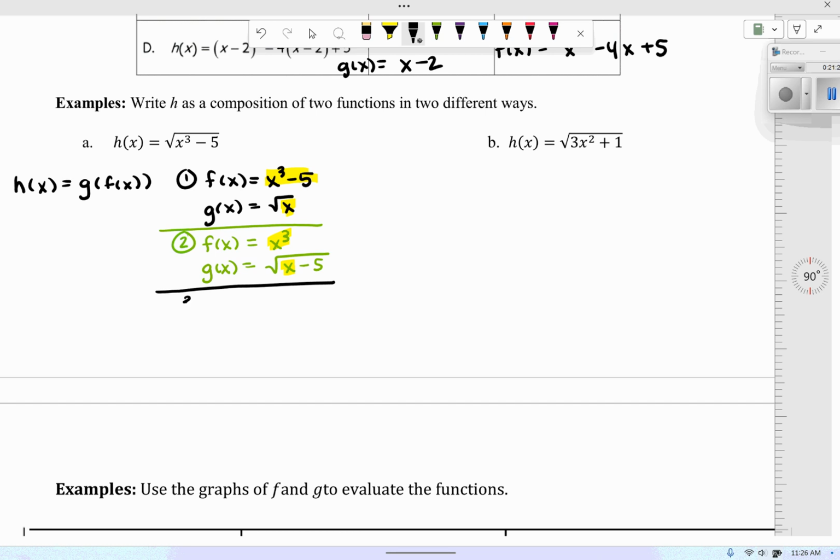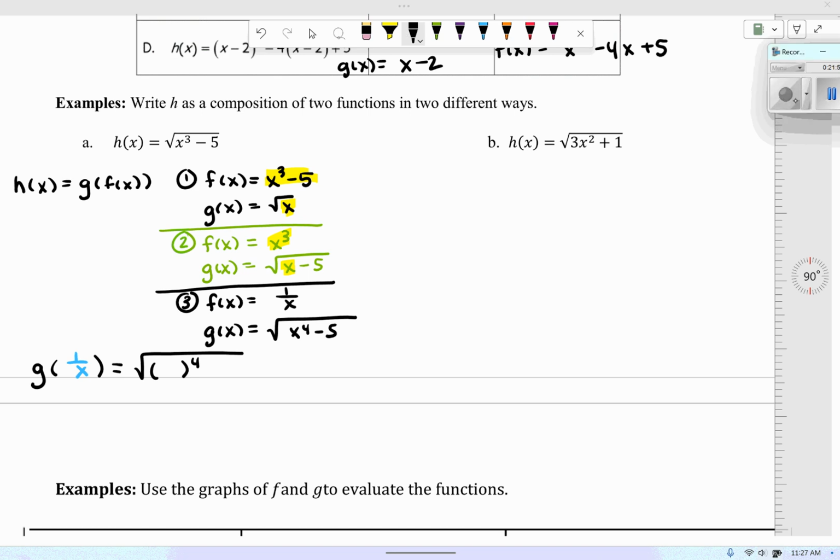So like, for example, what if I did f of x was equal to 1 over x? What would g of x have to be equal to? So if I did that, then g of x would have to be x to the 4th minus 5. And so just to show you, if I did the composition, g of f of x, so we're doing g of 1 over x, into the square root of something to the 4th. We can see that's not going to work.